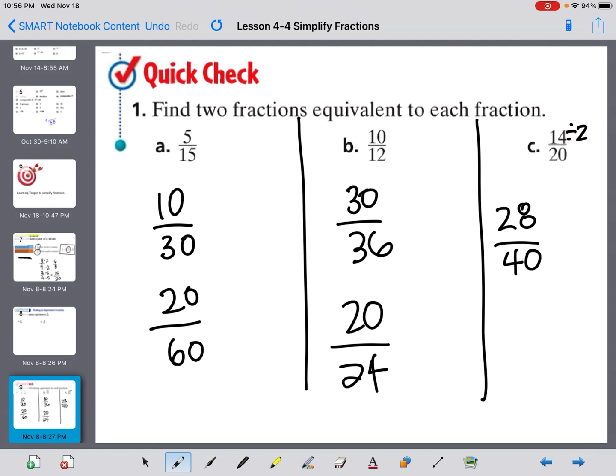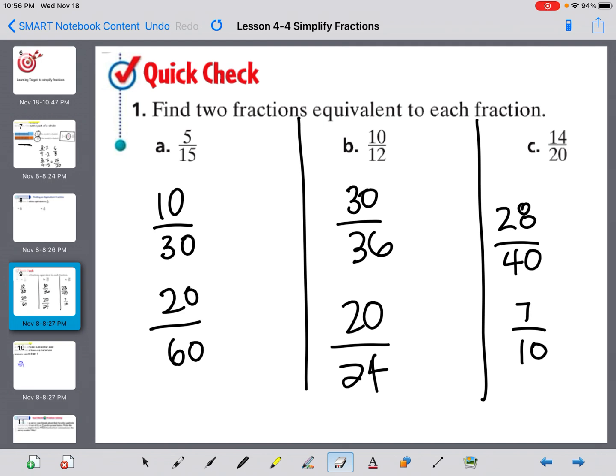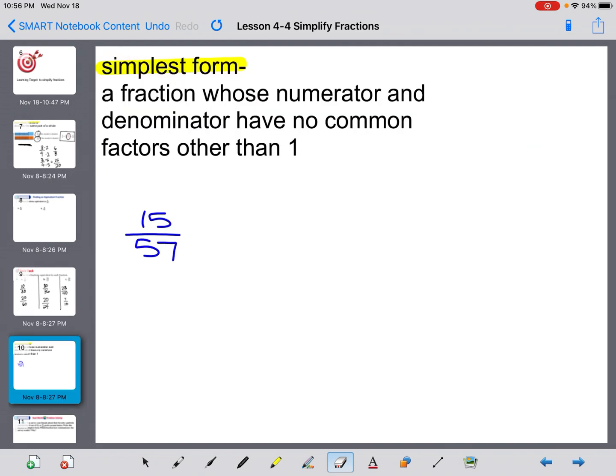And I was wondering if anyone, instead of multiplying, divided. Did you? I'm glad you thought of that. That is a special type of equivalent fraction called simplest form. Simplest form is a fraction whose numerator and denominator have no common factors other than 1.